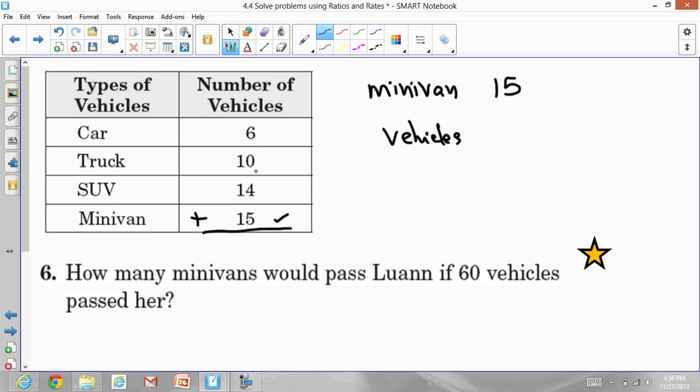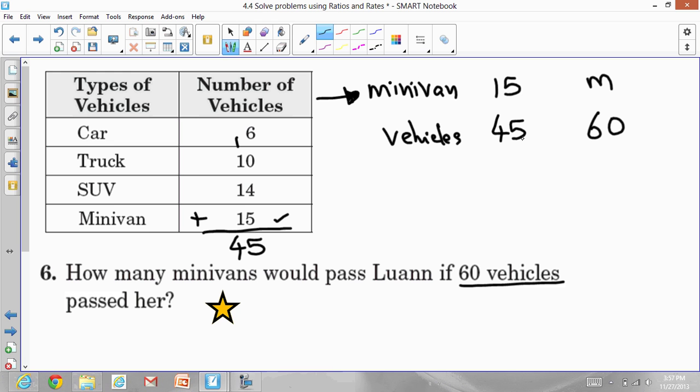So 6, 10, 14, and 15. Add all of them together, which is going to give you 6 plus 4 is 10, plus 5, 15, and this is going to be 45. So 45 vehicles. Out of the 45 vehicles, 15 of them are going to be minivan. So how many minivans would pass the van if 60 vehicles passed her? So let's see. So if 60 vehicles passed her, how many of them would be minivan? That'll be my last M, the missing one. Put an arrow, that is what you're trying to find.